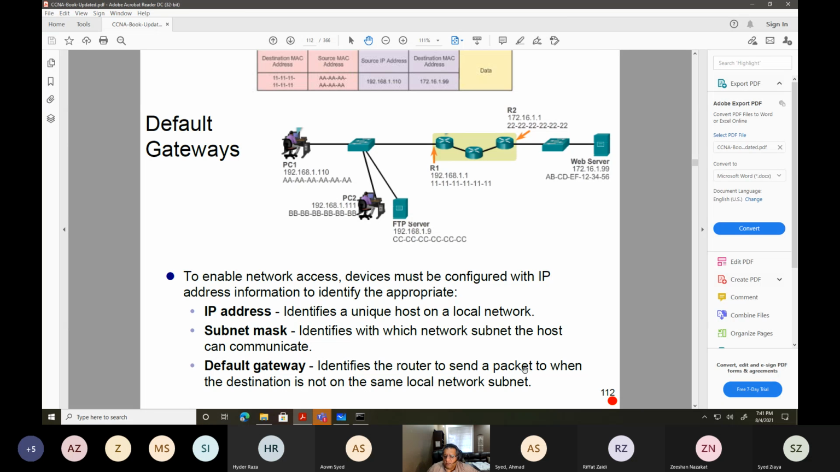So identify the router to send a packet to when the destination is not on the same local network subnet. In order for PC1 to communicate with PC2, he doesn't need to go to the default gateway. He doesn't need to go to the router, because why? This is a /24 and they are in the same network. Understood, guys?